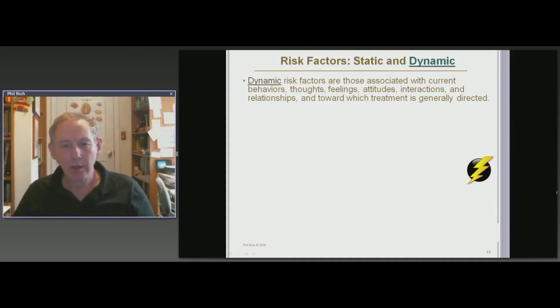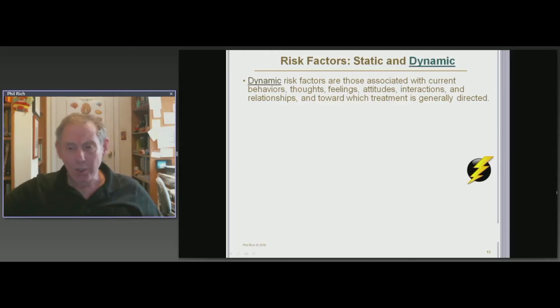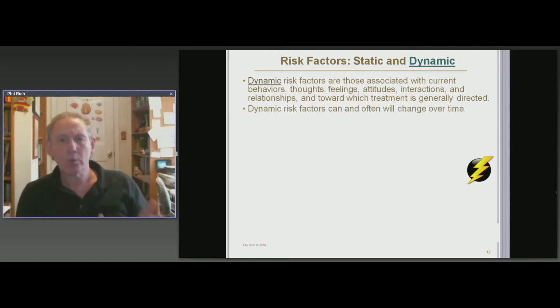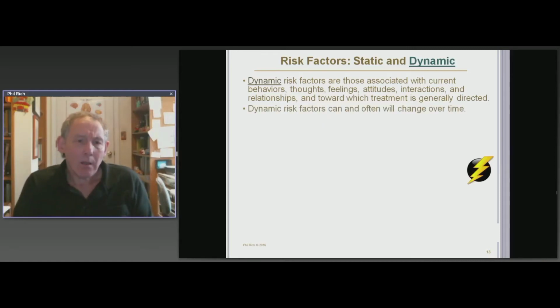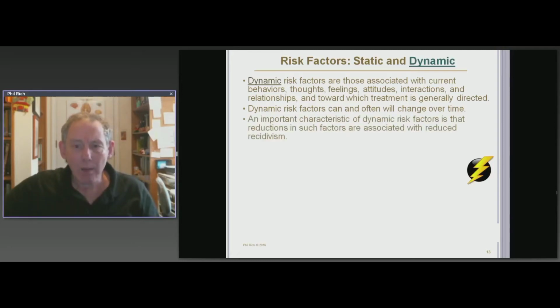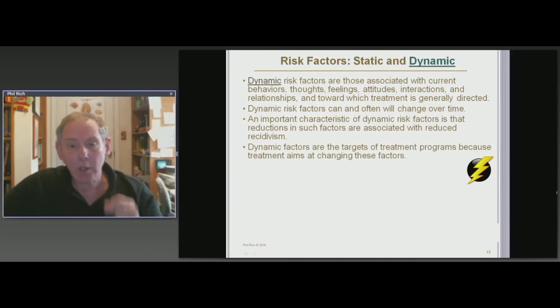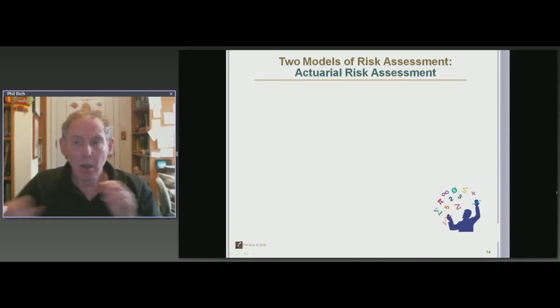We want to be aware of these risk factors that existed. Dynamic risk factors, on the other hand, are these risk factors associated with my daily life, my beliefs, my attitudes, my actions, my emotional control, my family relationships. And we generally direct treatment towards dynamic risk factors because, even though they may be very difficult to change, they are amenable to change, and they do, in fact, change over time. The important characteristic is that reductions in dynamic risk factors are associated with reductions in recidivism. These are the targets of treatment programs.